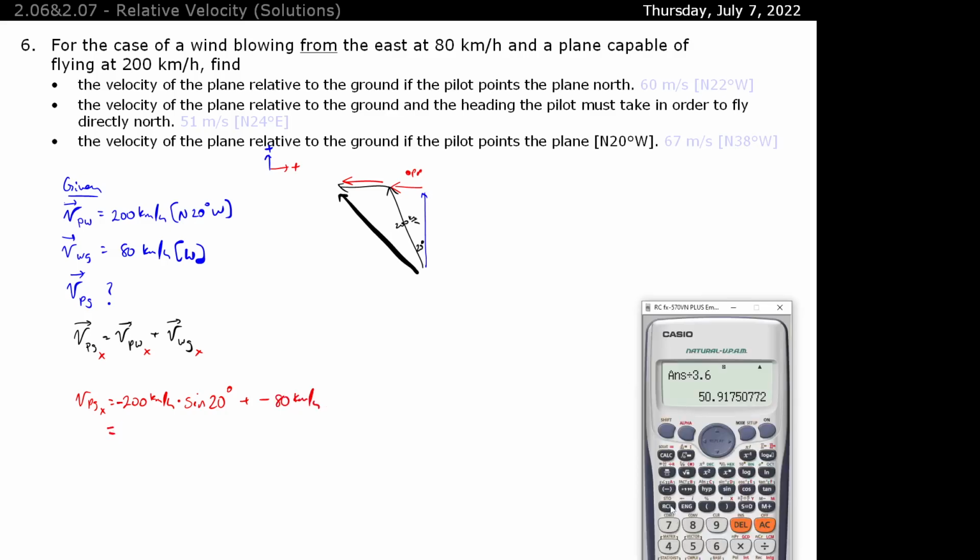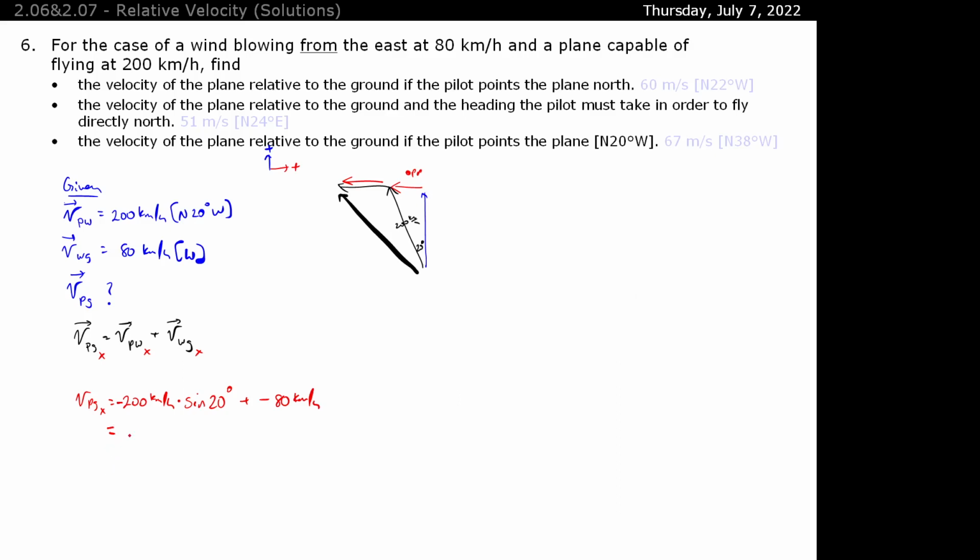Calculator out. So negative 200 times the sine of 20. This calculator opens brackets, so make sure you close the bracket, otherwise it's going to add the 80 or subtract the 80 from the angle and not from the final measure. So plus negative 80, or you could just subtract 80 if you want to. All right, and you get negative 148.4. Sure, just carrying one extra sig fig just for good measure. Kilometers per hour. That's our VPGX.